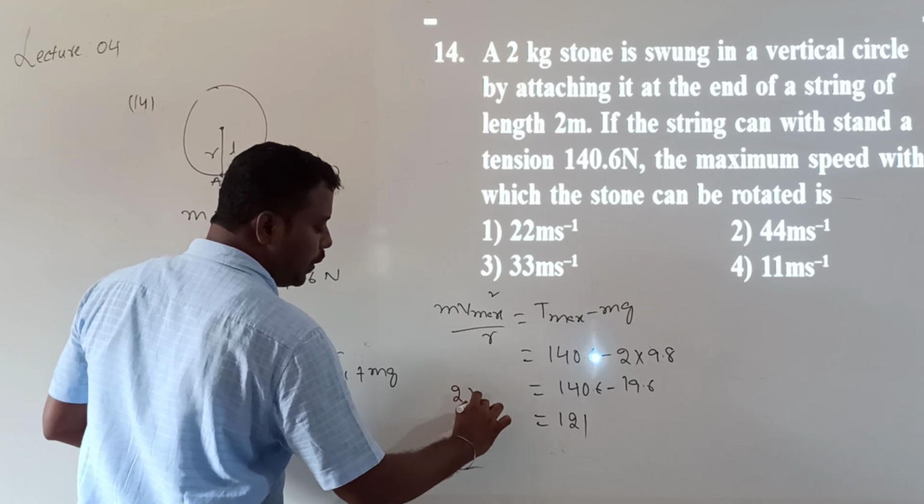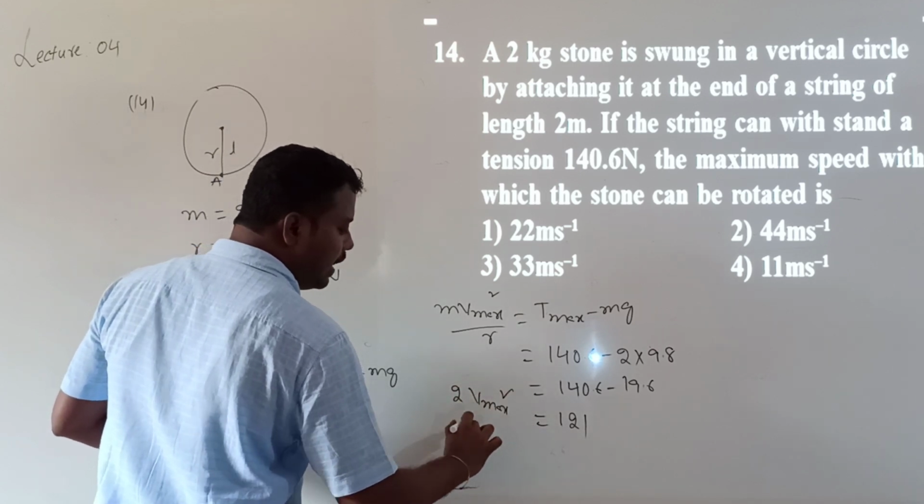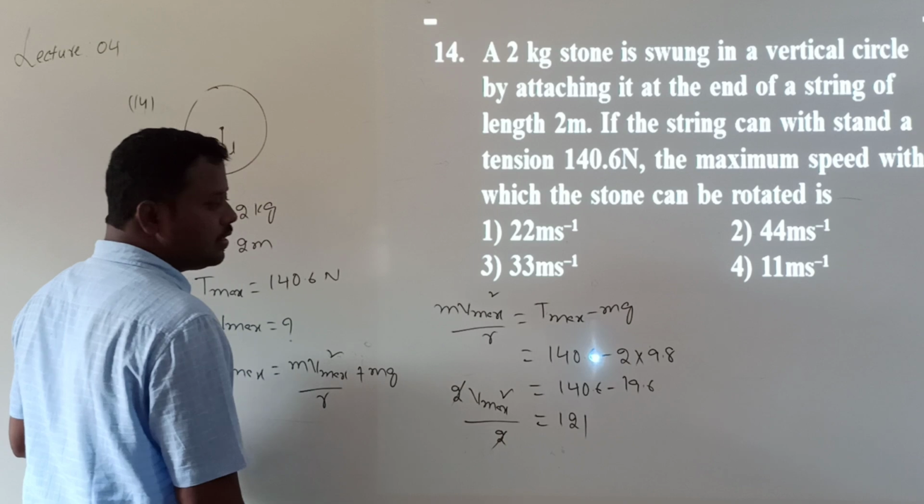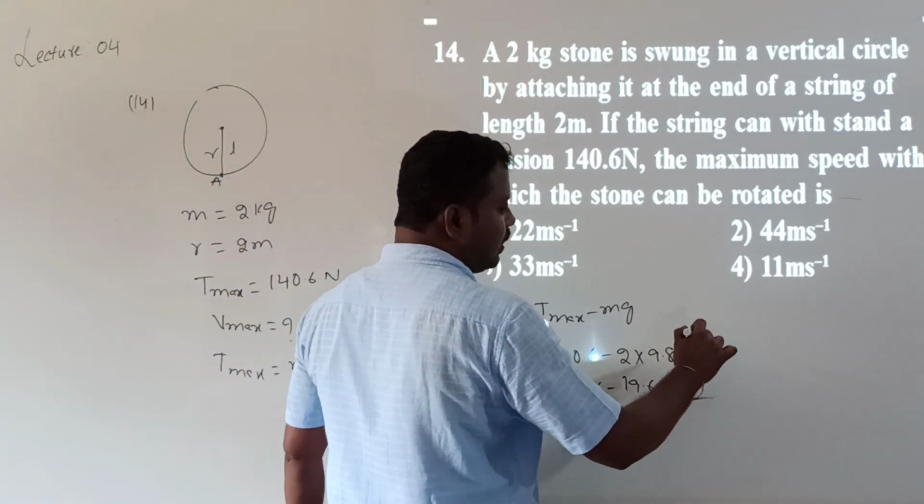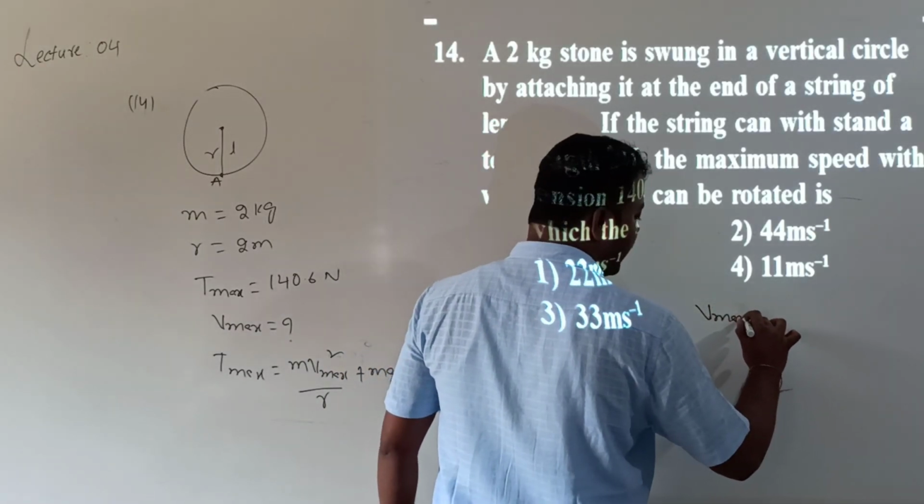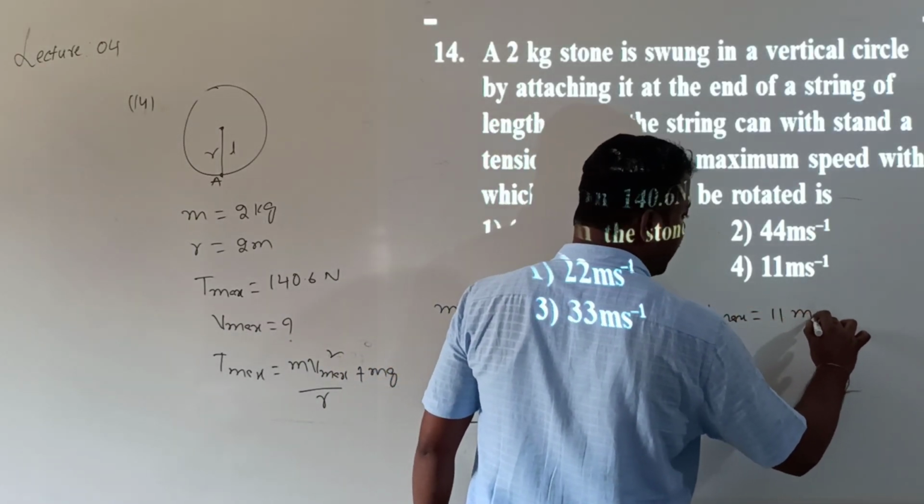Which is equal to m, which is 2, into V max square by the radius, which is also 2. So the 2s cancel. What about the V max square value? 121. What is the value of V max? V max is equal to 11 meters per second.